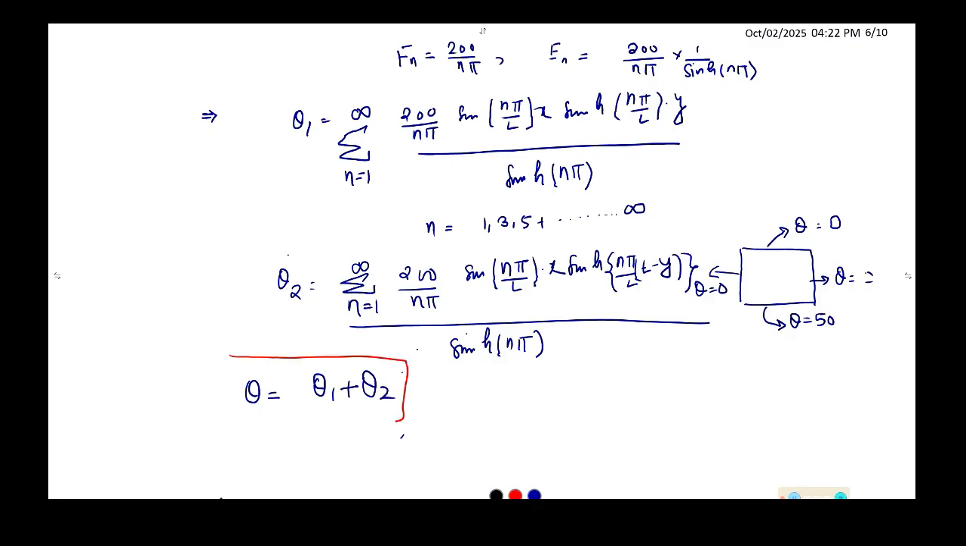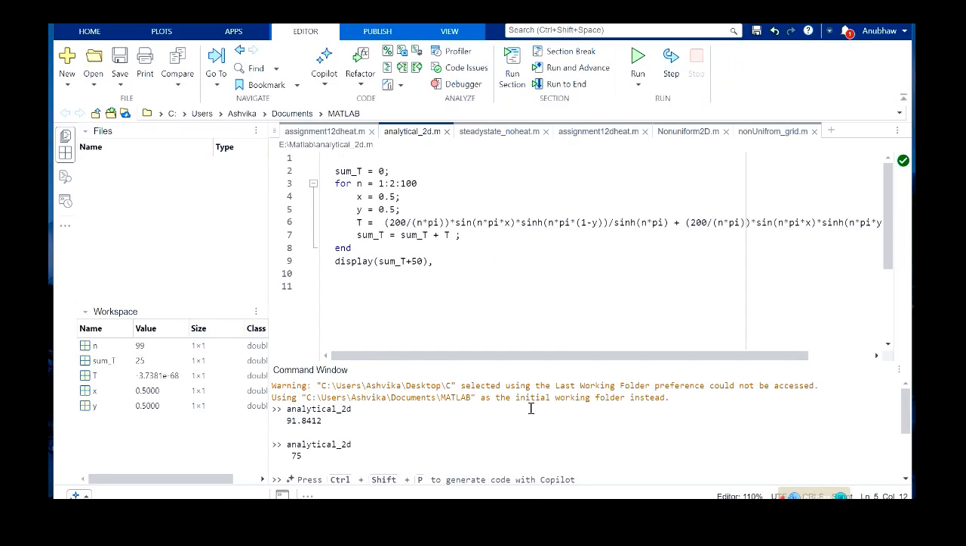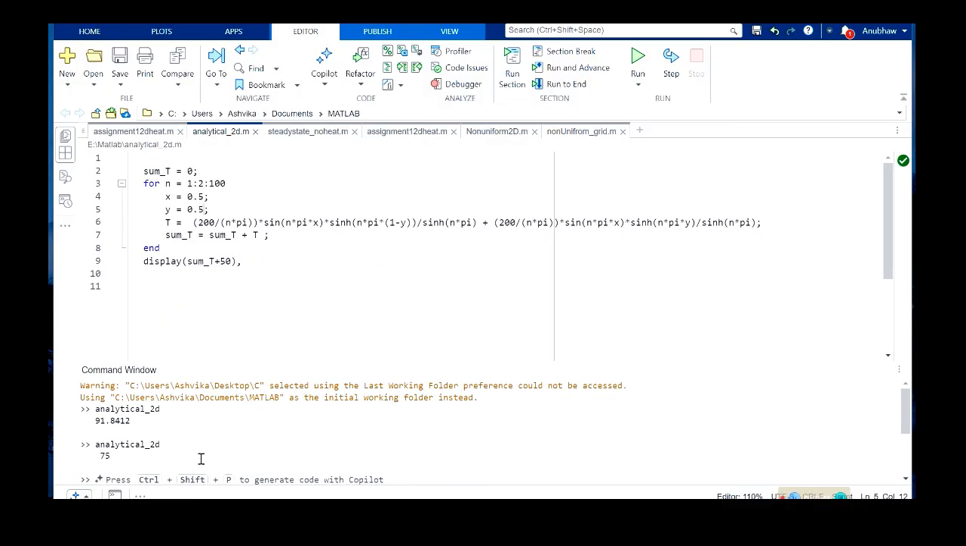So the summation of the above two equations will give the analytical solution of the two-dimensional heat equation, which we also call the Laplace solution. Now I have determined the value of theta for various values of n in MATLAB, and I will show you what we are getting in the MATLAB program. So this is the MATLAB program for the above analytical solution. I am determining the value of temperature at x equals 0.5 and y equals 0.5.